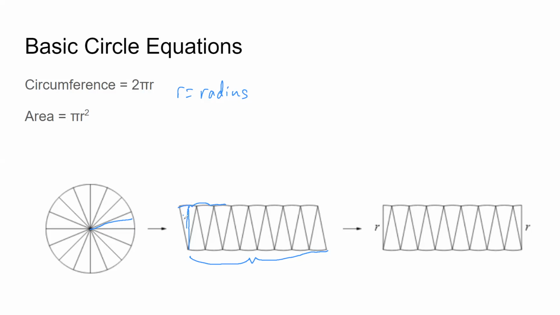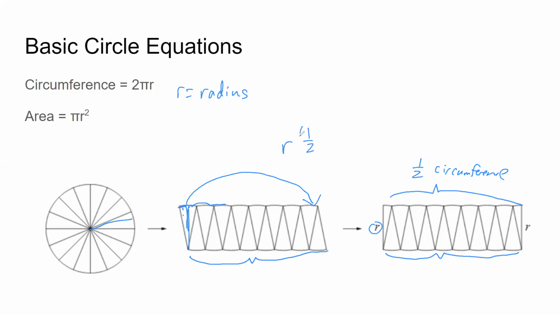Basically, they took an end of this sector and moved it to the other side to make it look like a rectangle. So we can just look at this. We have a radius here, and then we have these edges of the circle at the top. Actually, if you notice, the edge here is just half of the circumference. The other half is on the bottom. So the formula to find the area of a rectangle is the side length times the side length.